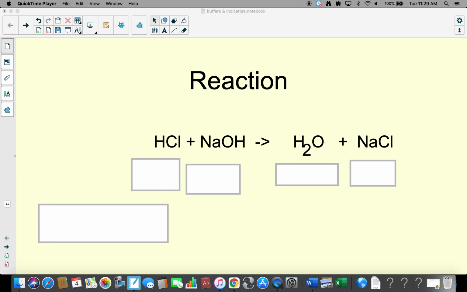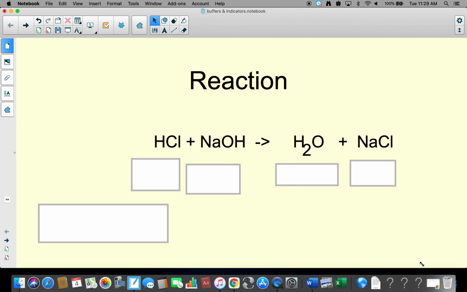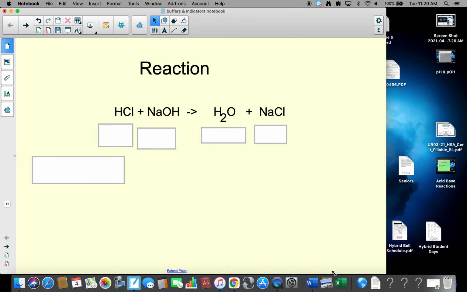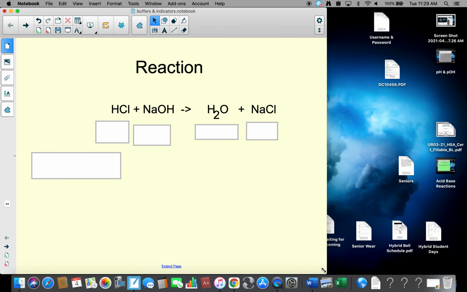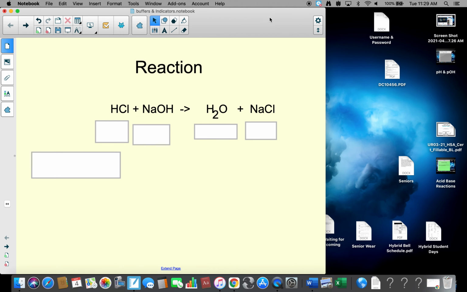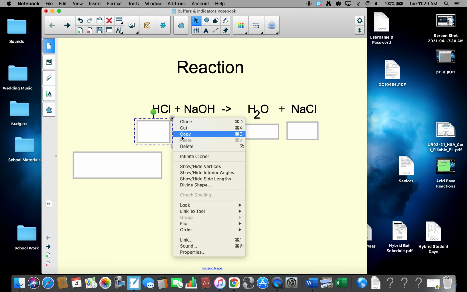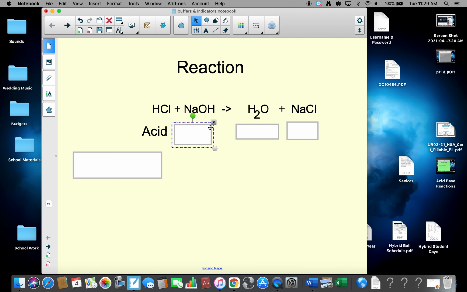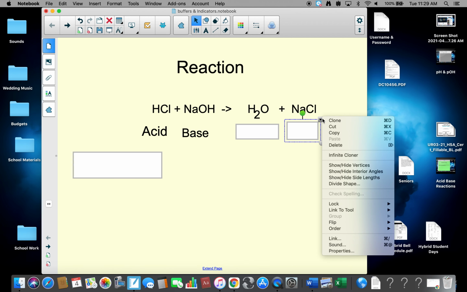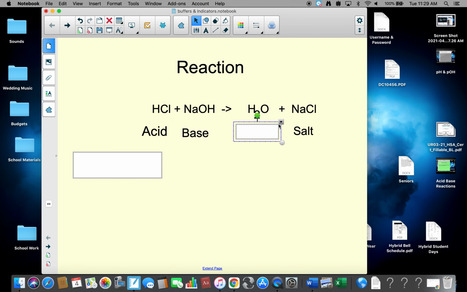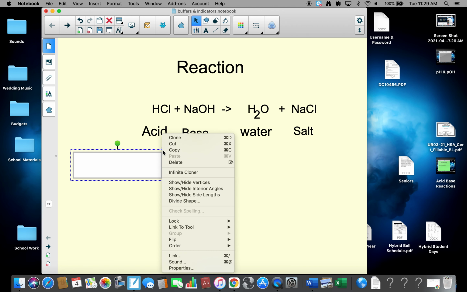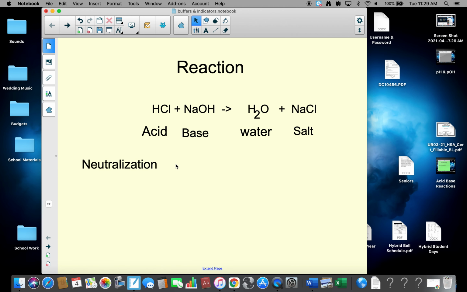We looked at the reaction of acids and bases in class before, so we're going to continue to do that again. We have HCl plus NaOH gives me H2O plus NaCl. Remember, HCl is my acid, NaOH is my base, NaCl is my salt, and H2O, of course, is my water. This reaction is also referred to as a neutralization reaction. Whenever an acid reacts with a base, we get a neutralization reaction.